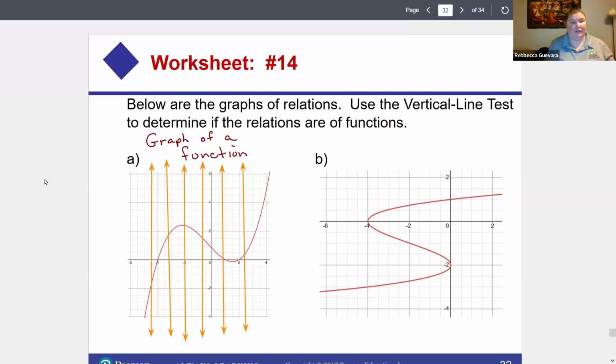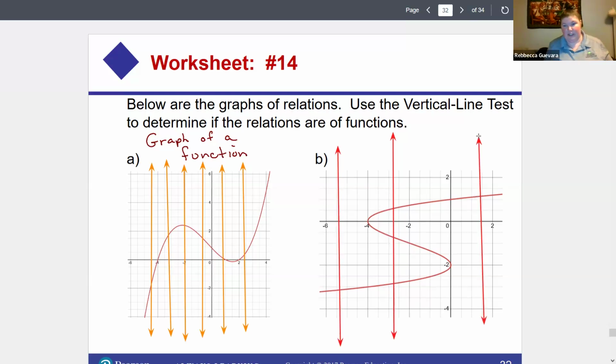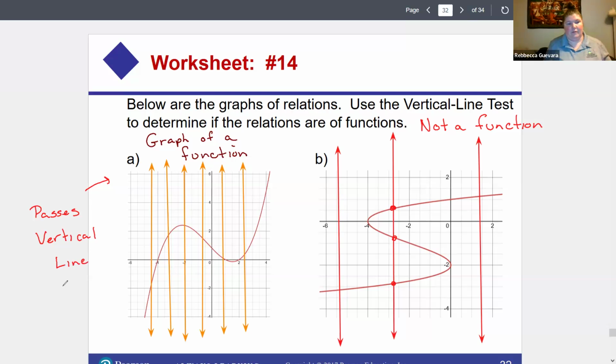The other one, you probably already kind of figured this out, right? I just need to happen one time. So if I cross out here, I only cross once. If I cross here, I only cross once. For this one in the center, that's my problem. I'm crossing 3 times. So this is not a function. Also, what we'd say is that this passes the vertical line test. This one over here we would say does not pass the vertical line test.